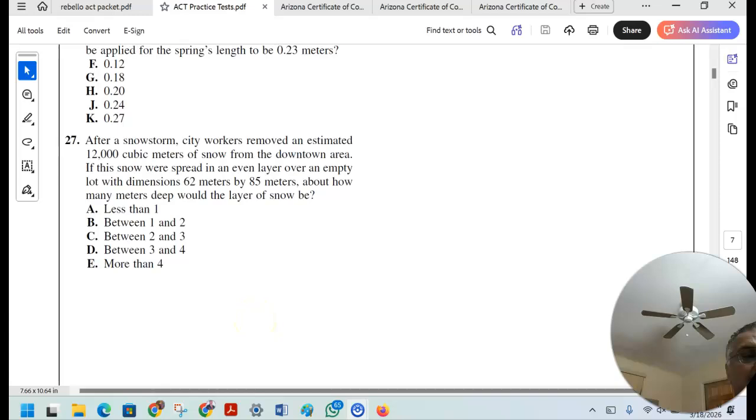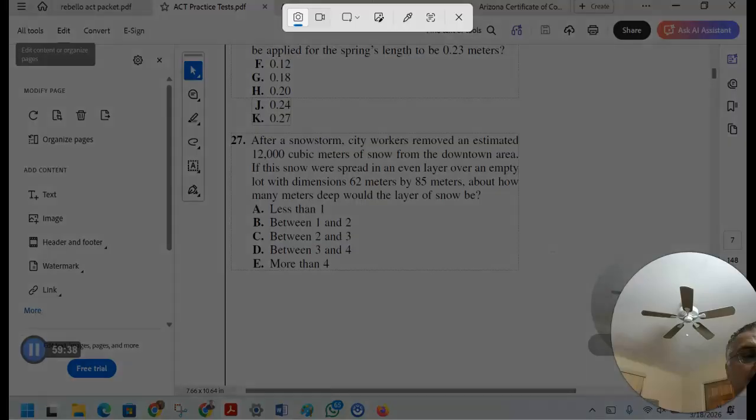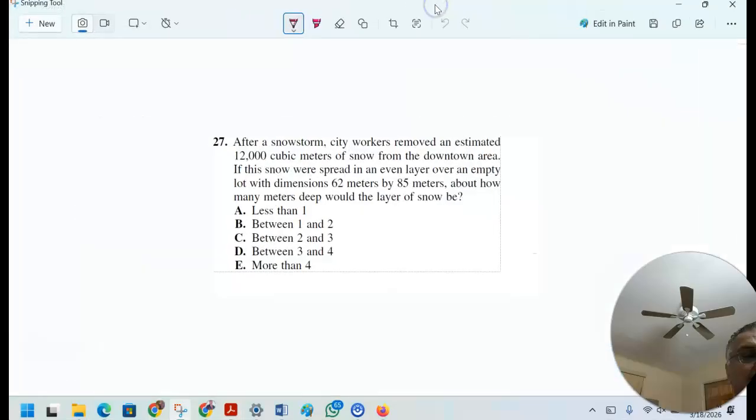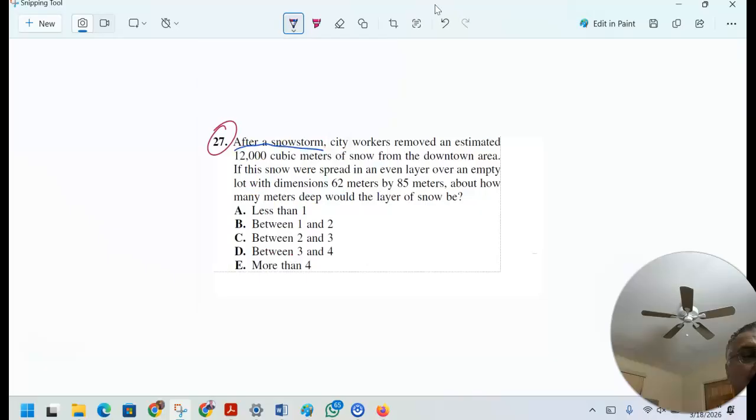Okay, so now we have problem number 27. Question number 27 is: after a snowstorm, city workers removed an estimated 12,000 cubic meters of snow from a downtown area. If this snow was spread in an even layer over an empty lot with these dimensions, about how many meters deep would the layer of snow be?